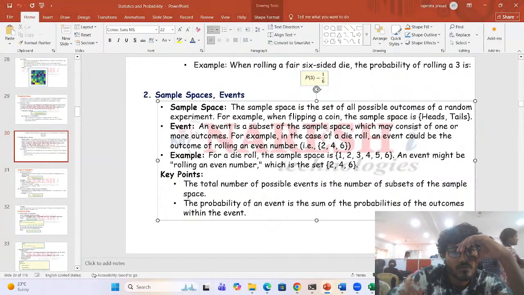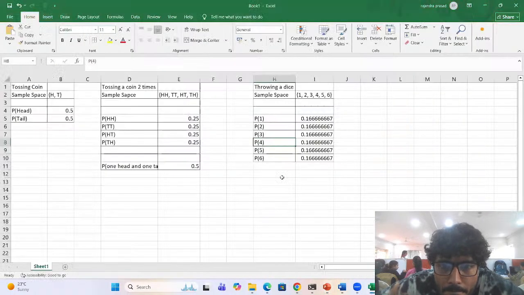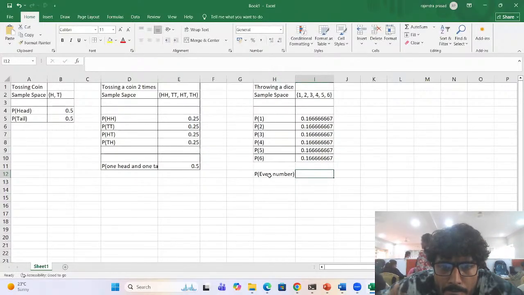See, for example, in the case of rolling a die, I want to calculate the probability of an event, which could be the outcome of rolling an even number. I want to find the probability of getting an even number. So here I'm calculating the probability for an event called getting an even number.